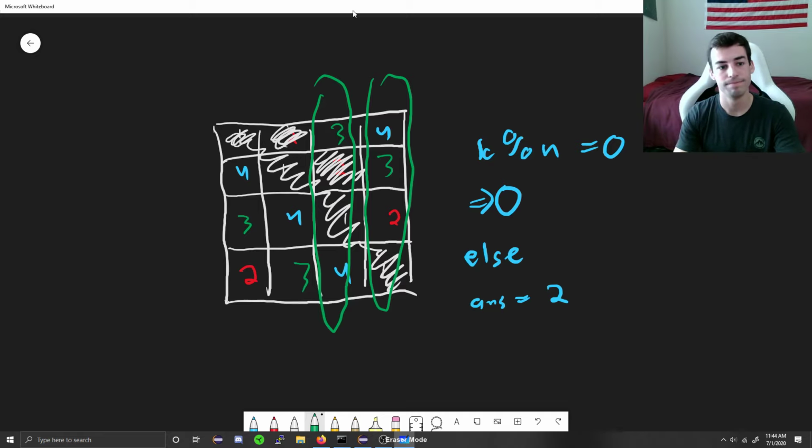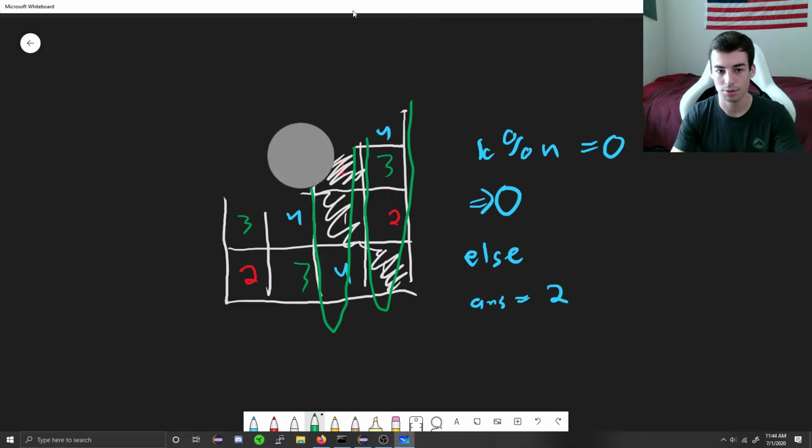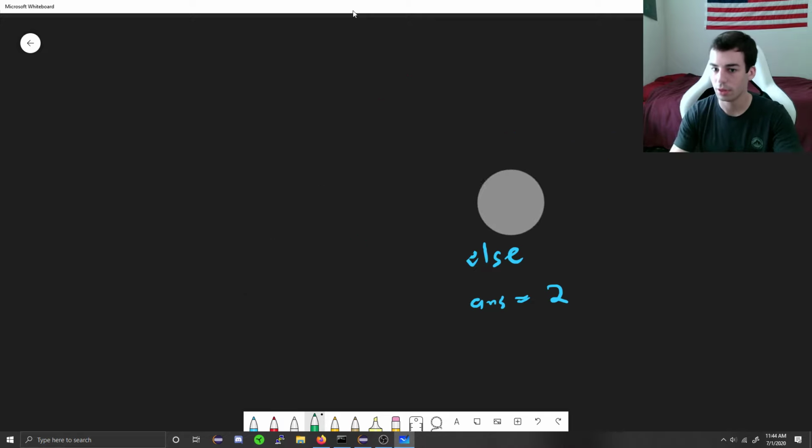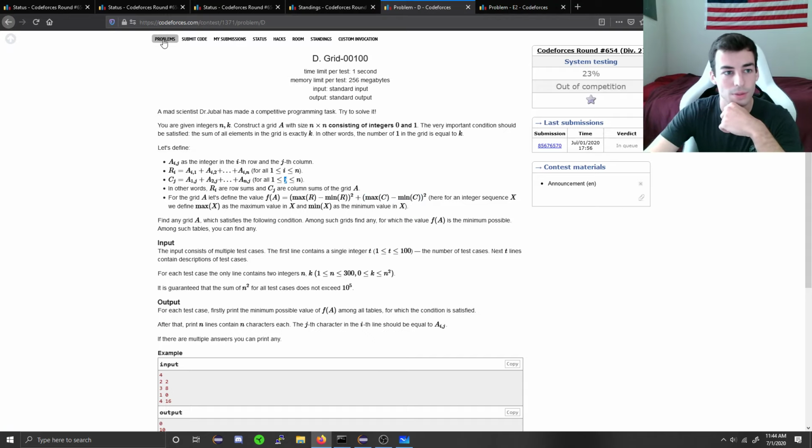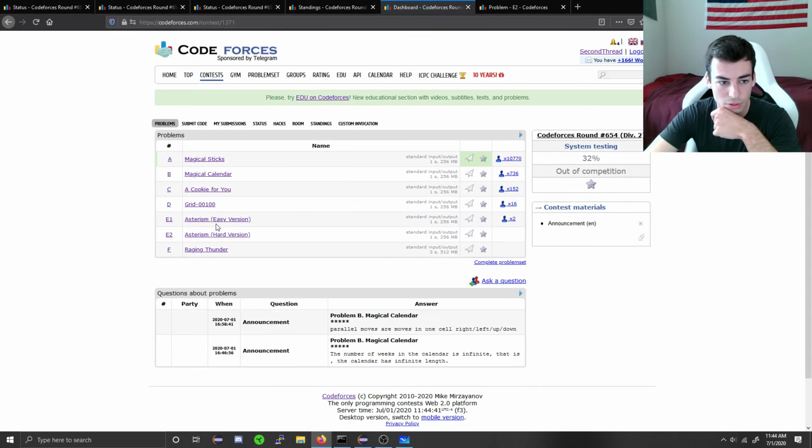it's going to be 1. 1 for the rows. Same thing for the columns, or same thing for the rows for the same reason. Yeah, so that was a doable problem, I think. Probably good to upsolve.